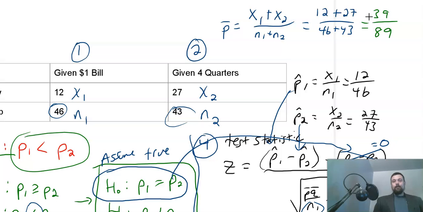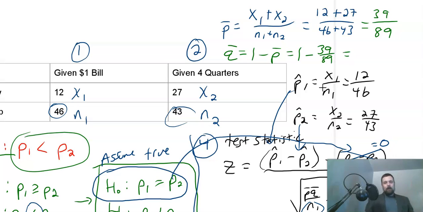39 over 89. And so that would be P bar. Q bar is going to be 1 minus P bar, which will be 1 minus 39 over 89, which is going to end up being... so here's a shortcut. Whenever you're calculating Q, this kind of calculation occurs, right? 1 minus some fraction. It happens a lot in statistics and in probability. And so when you see that over and over and over, you do a common denominator, right?